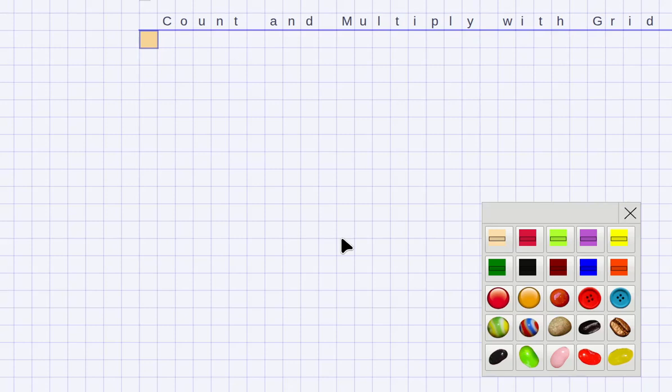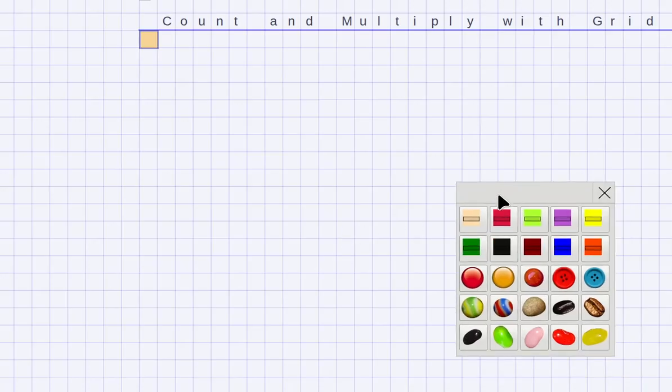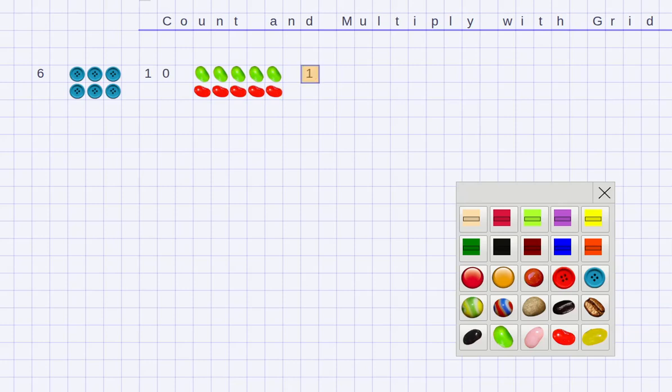Okay, so if I was teaching young kids to count and multiply, I'd probably use something like this, where you use buttons or jelly beans or little coffee beans to count, but do them in boxes with rows and columns. So let's say some buttons: 1, 2, 3, 4, 5, 6. Okay, here's some jelly beans, and put them in a couple of rows of 5, another 5, well that's 10.